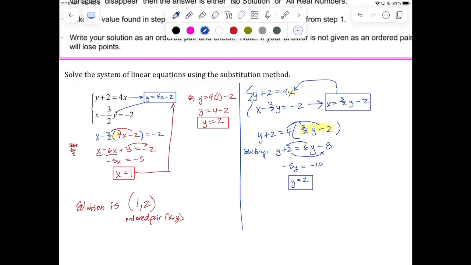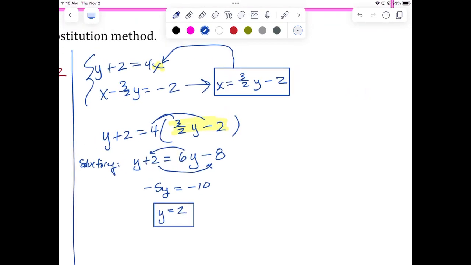We just found them in a different order. So when we did it the first way, we found y equals 2 second. Now we're finding y equals 2 first. And now we do the same thing. We plug it back into here.